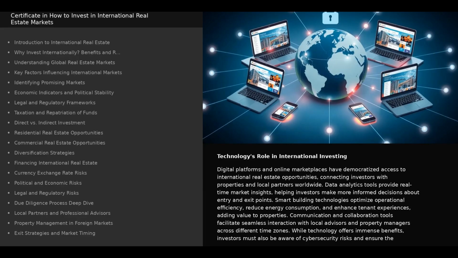While technology offers immense benefits, investors must also be aware of cybersecurity risks and ensure the reliability of digital platforms. Embracing these technological advancements is crucial for maintaining a competitive edge in the evolving international real estate market. It's a vital component of modern investing.